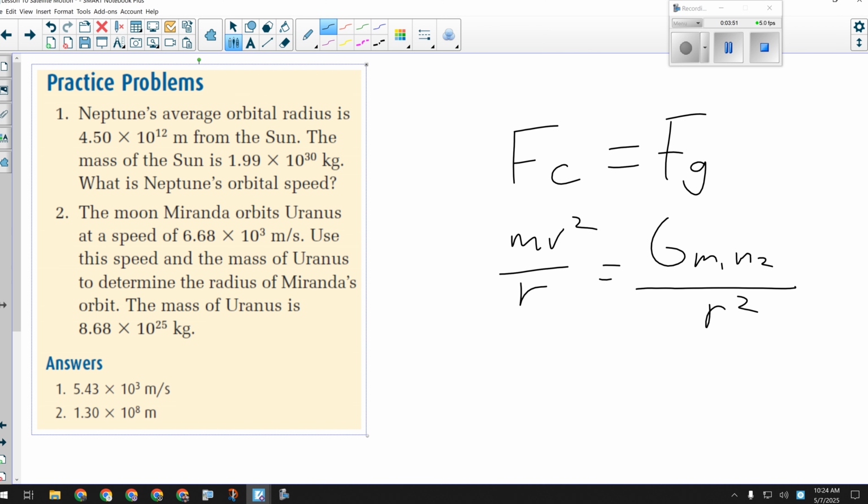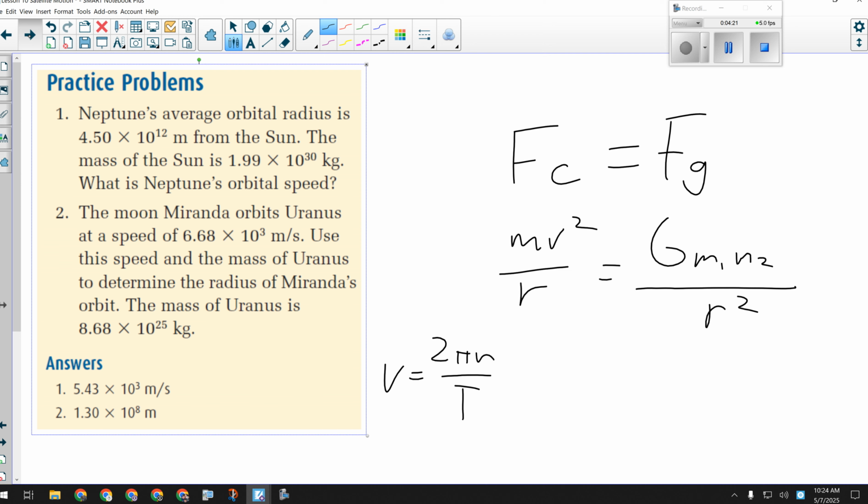And sometimes you'll have to do that substitution thing using this formula. You'd have to square it and plug it in for V sometimes. That will happen. And what will always happen to the mass of the satellite? It'll cancel. Okay? The mass of the satellite has no effect on the orbital speed or orbital period of the satellite.